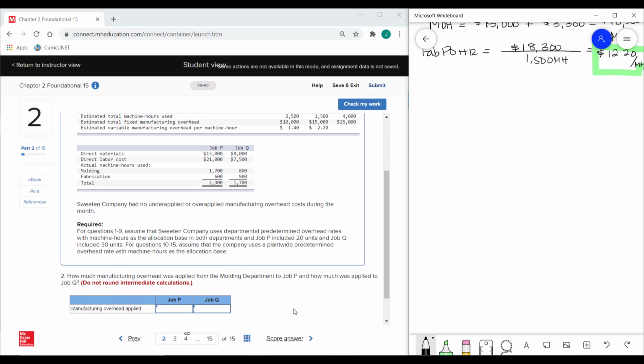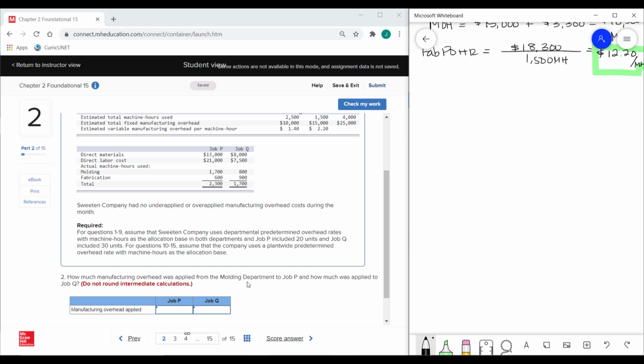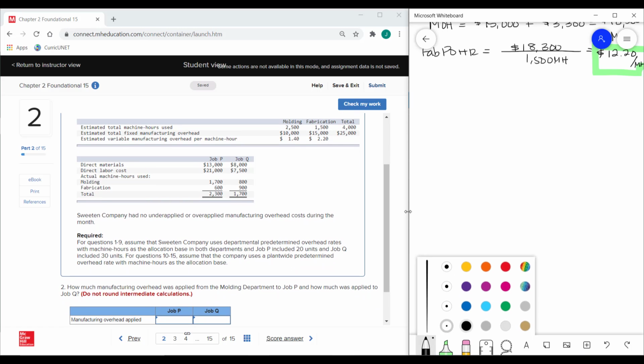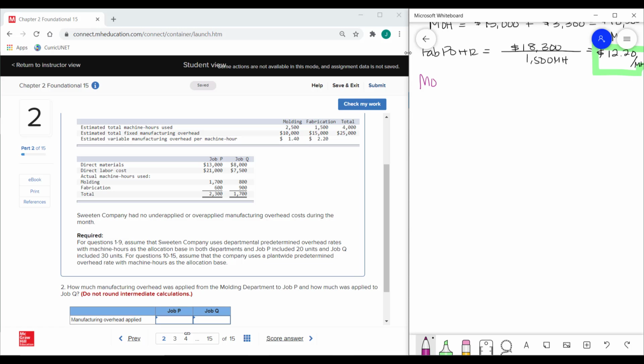So the next question asks, how much manufacturing overhead was applied from the molding department to job P and how much was applied to job Q? Okay, so we're going to take that molding department pour. Remember that was what? $5.40 per machine hour. So that's what we want to use now. So for each job, for job P and job Q, we know for both how much direct materials and direct labor costs we've incurred, but we don't know the manufacturing overhead. We need to apply that.